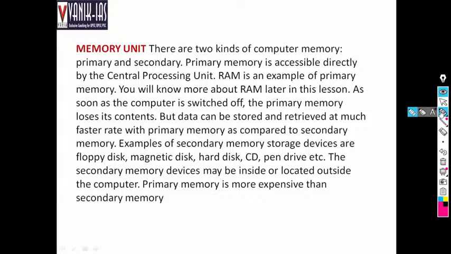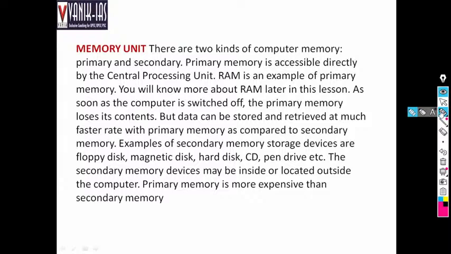Initially it stores the data, and that is not permanent memory. RAM is called volatile memory, because if the system is switched off, it will forget the data. So data needs to be stored and retrieved from the secondary memory, which is not volatile.